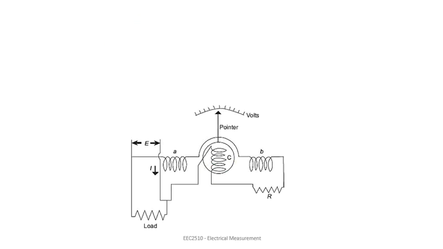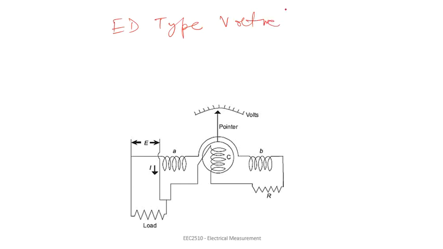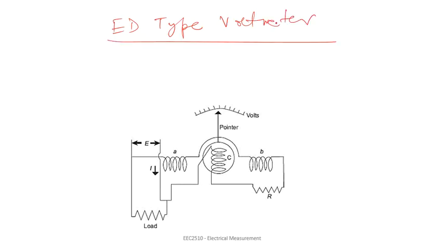Whereas if we talk about the voltmeter circuit, this describes the electrodynamometer type voltmeter. This describes the usual circuit arrangement for an electrodynamometer voltmeter, and since a voltmeter must have a high resistance, in this case all three coils are connected in series. That is, the two fixed coils and one moving coil are connected in series along with a multiplier resistance.